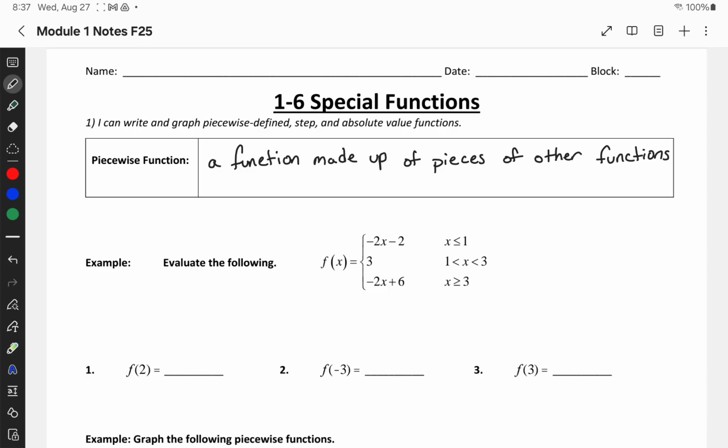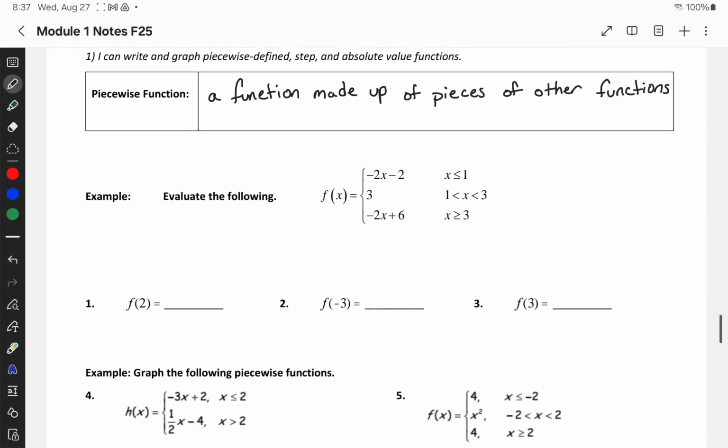So you have a whole bunch of different pieces to it that are all going to have their own little section of the graph. So they look a little bit different than other types of functions that we've seen so far. First thing I want to make sure we understand how to do is how to evaluate a piecewise function. So we're going to do a little bit of practice with that first.